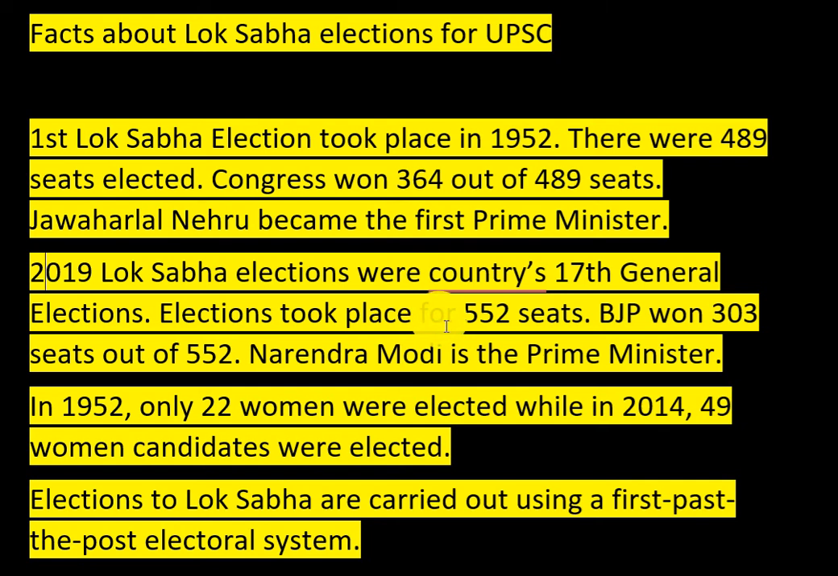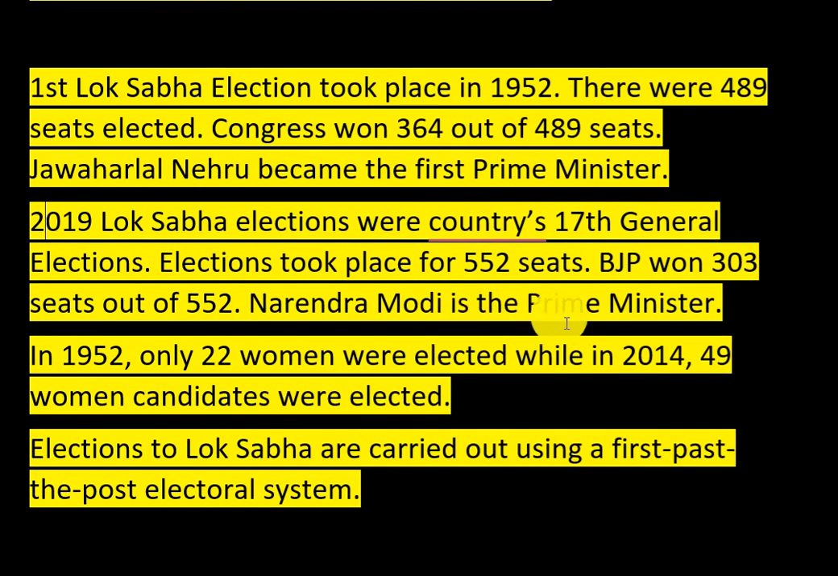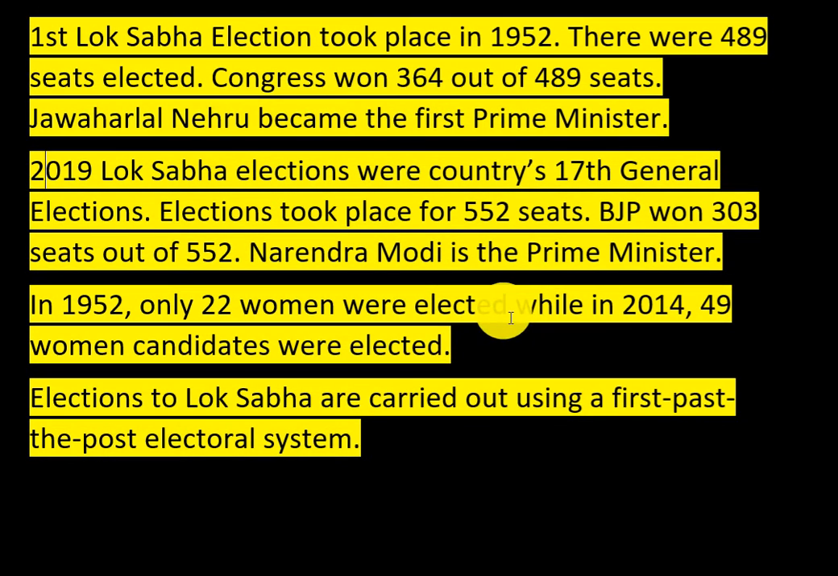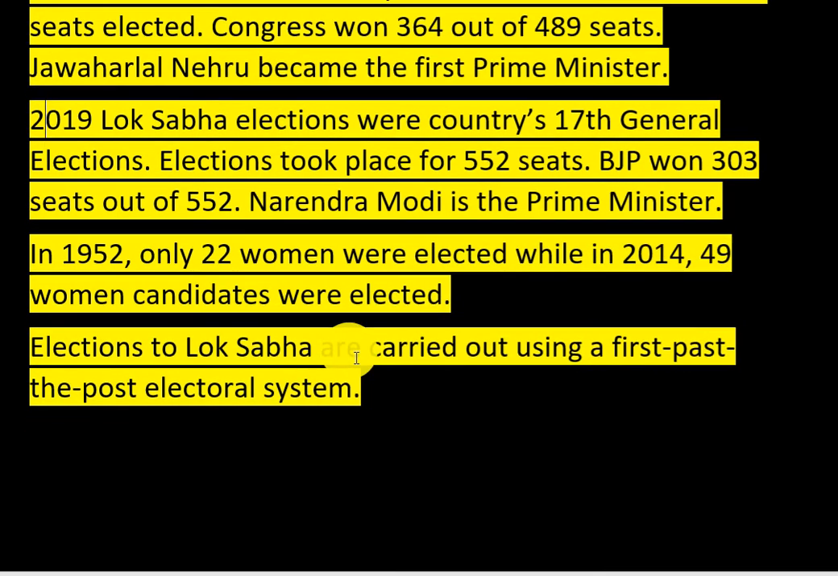Elections took place for 552 seats, and BJP won 330 seats out of 552. Narendra Modi is the prime minister. In 1952 only 22 women were elected, while in 2014, 49 women candidates were elected.